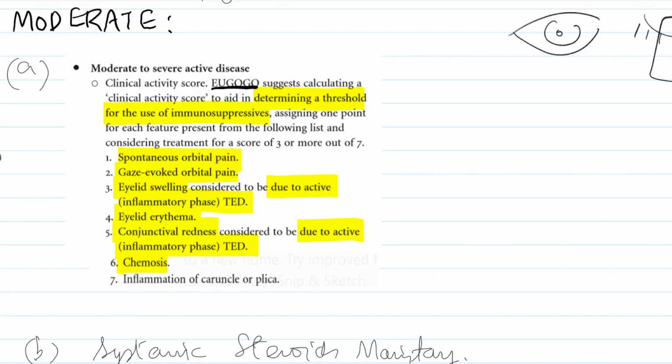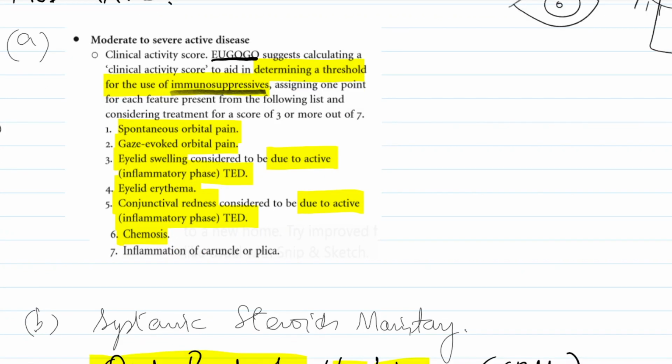Then if it's a moderate to severe active disease, according to EUGOGO, you can go for immunosuppressives, but you have to have at least 3 points out of these 7 to start with immunosuppressives. So this is a very interesting thing. You can't just start with immunosuppressives as it is. You need to have at least 3 out of 7 of these points. So let's have a look at what these are.